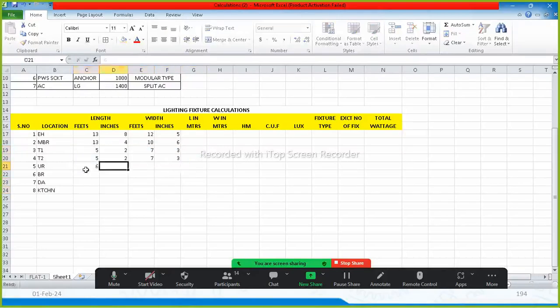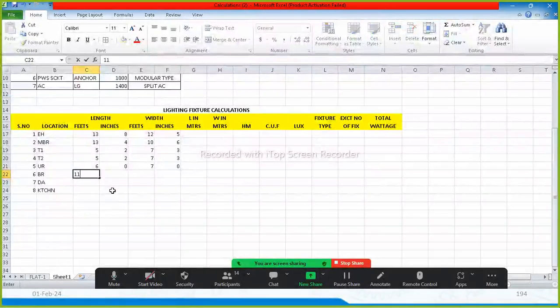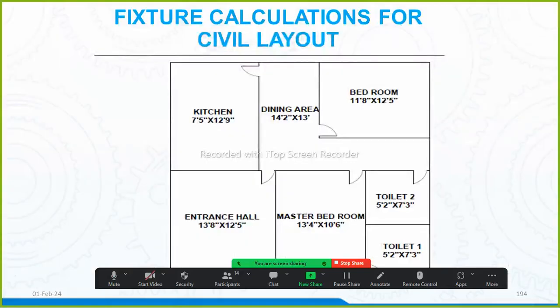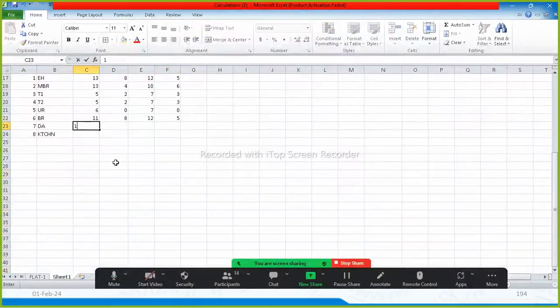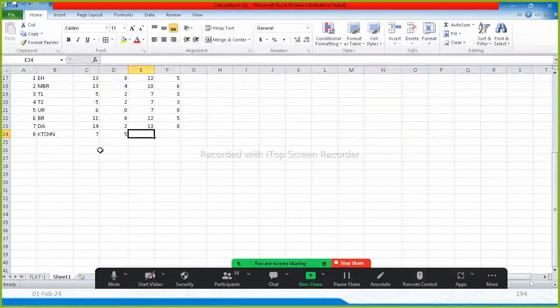Next, coming to this one, I have taken 6 feet by 7 feet, so 6 feet 0 inches and 7 feet 0 inches. Now coming to the bedroom, 11 feet 8 inches and 12 feet 5 inches. The next is dining area, 14 feet 2 inches and 13 feet 0 inches. Next is kitchen, 7 feet 5 inches and 12 feet 9 inches.